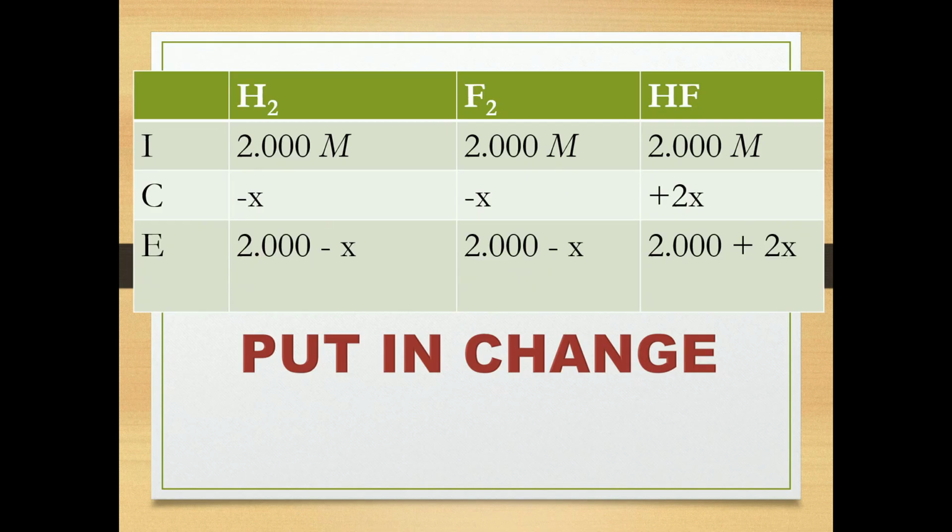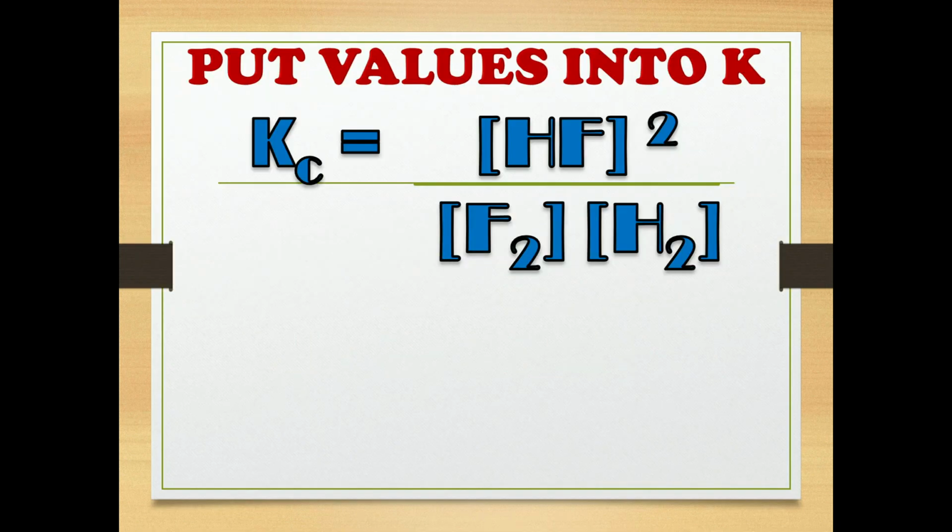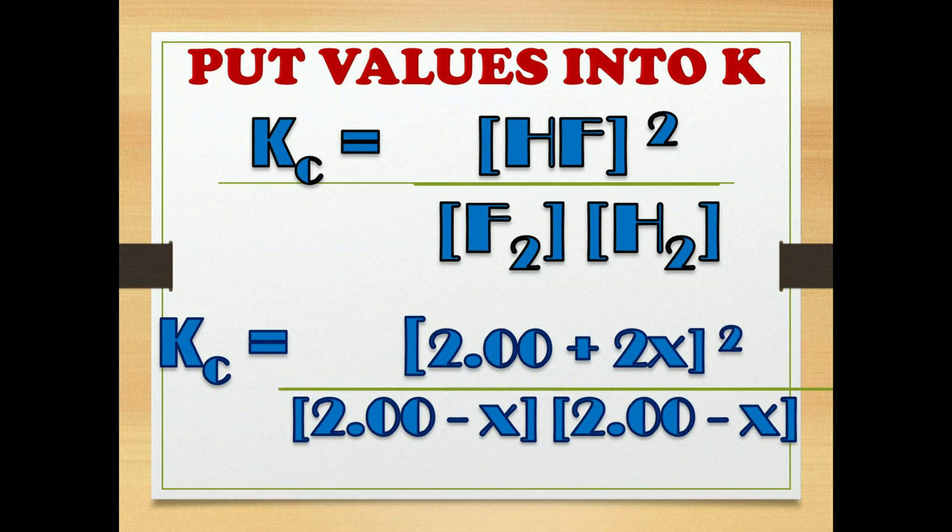So I put in the changes. If it's going to go forward, I'm going to lose H2 and F2, so I put minus X in each one of those. I'm going to get HF, but the balanced equation is H2 plus F2 goes to 2HF, so make sure you put your stoichiometric coefficient in front of the X, so it becomes 2 plus 2X. Then I'm going to put those into my K expressions. So (2 plus 2x) squared divided by (2 minus x) times (2 minus x).